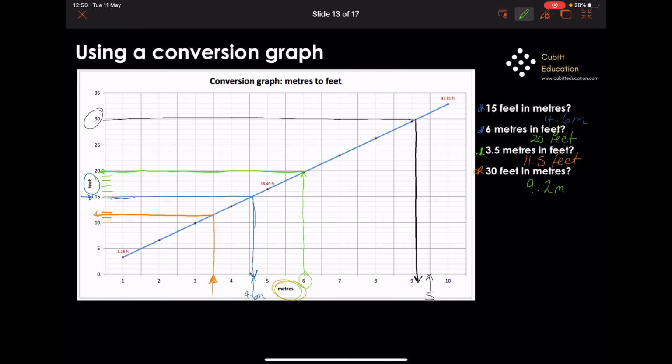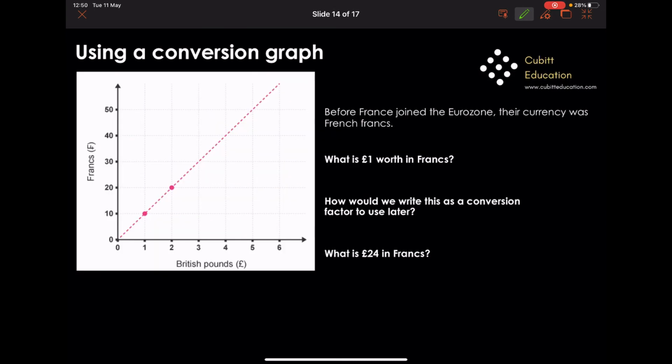Okay, I've got another one here for you, so just bear with. So not only do we use conversion graphs when we are discussing measurements, but we also use them when we discuss money. Now, before France joined the Eurozone, their currency was the French franc. French francs, okay? So looking at the conversion graph, if you'd like to pause the video and try answering these questions, please go ahead and do so. Okay.